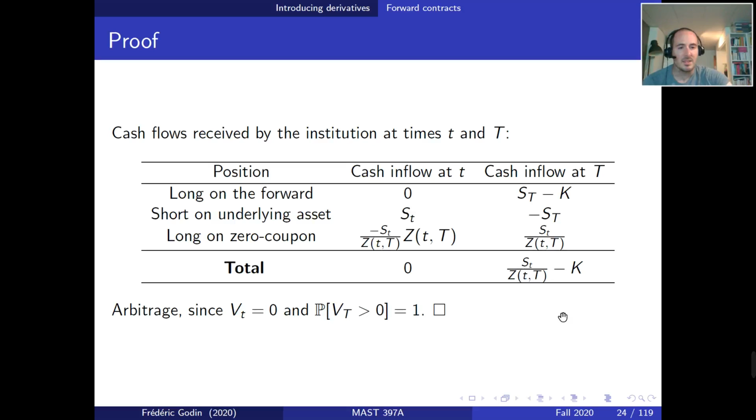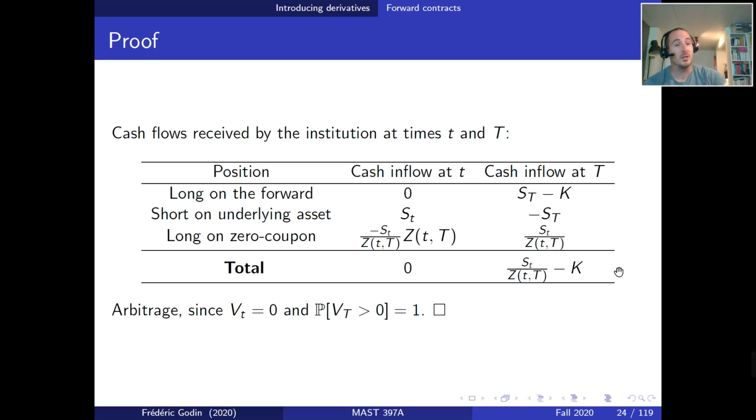If we go back one slide, our assumption was that this quantity was greater than K. If we have that, then this portfolio is an arbitrage opportunity, because at time small t its value is zero, and at time capital T its value is strictly greater than zero. It's a way to make money by investing nothing at time small t and being sure to obtain some profit at time capital T, which is an arbitrage opportunity. And this, we said, is precluded by our previous assumptions.